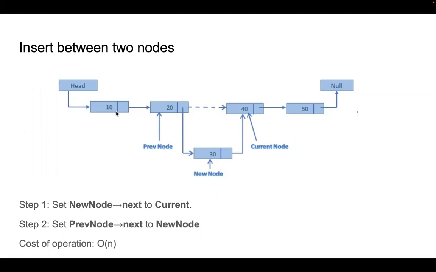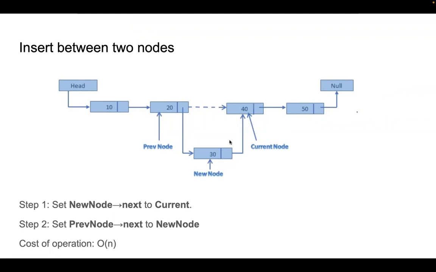So firstly, we're going to reach this third position. Initially, in the third position, there is a node. Which one? 40. This is the current, and we have to always track the previous node. So third position, current is 40, previous is 20. So step 1, we have to connect the new node's next to current. So 30, you have to connect to the 40.